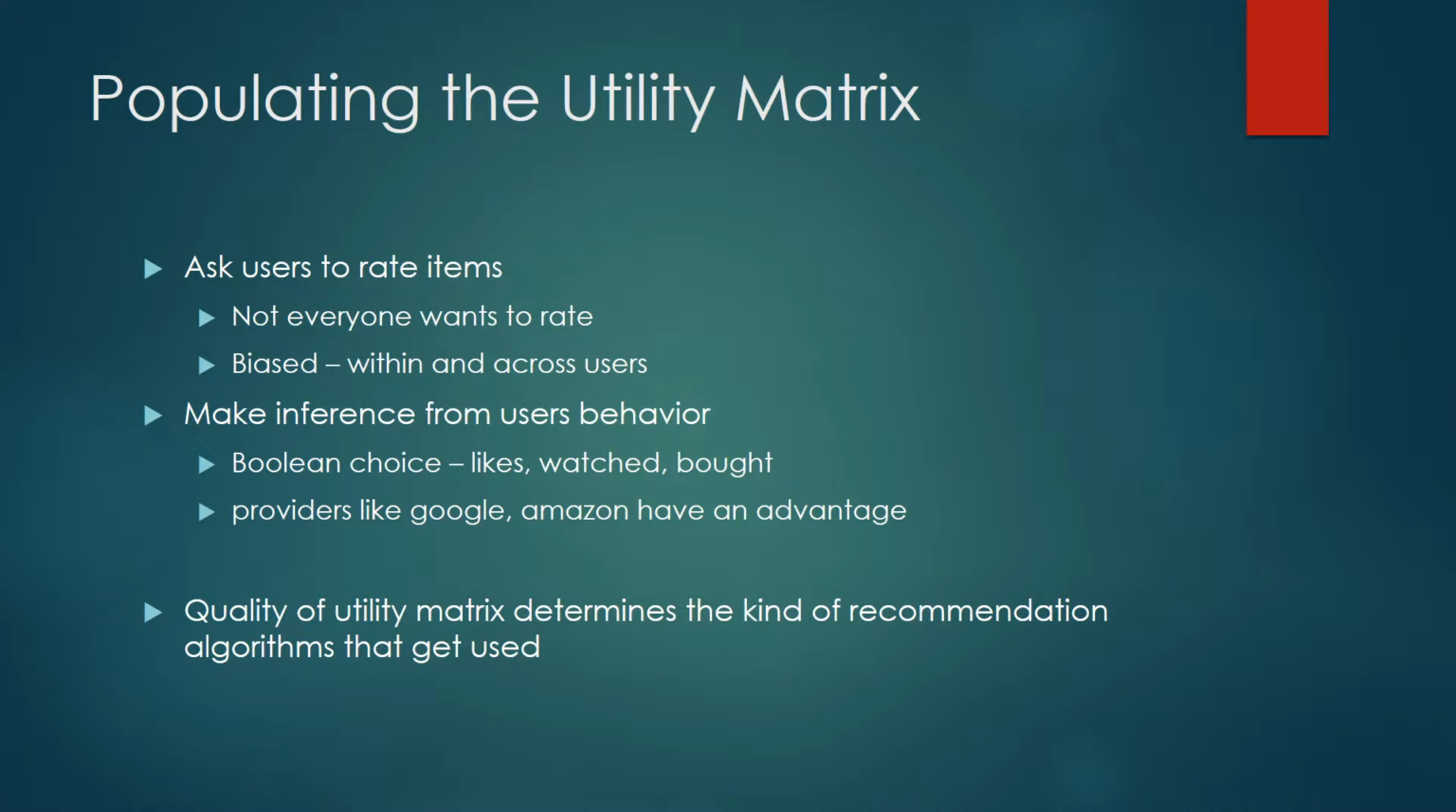The basics. How do you start? How do you create this matrix? This is not as well defined as our PageRank case, so it's hard to get this information. So here are the options. You can obviously ask users to rate the items. What are the downsides? Not everybody wants to rate, right?